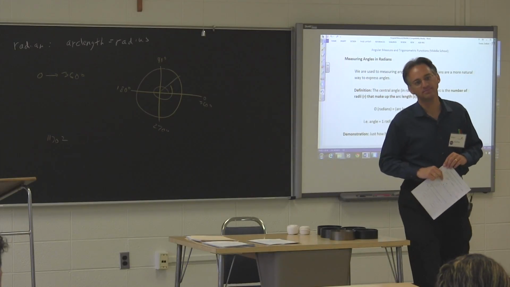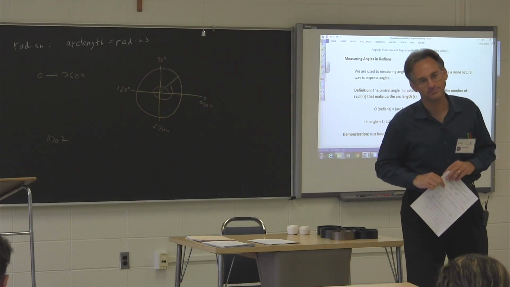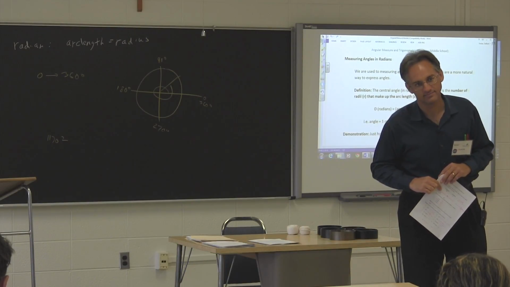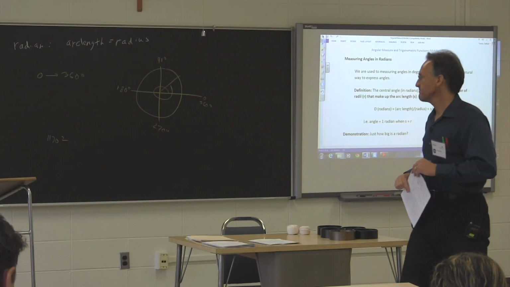Yeah? So then what's the difference between the minor arc that's there and what you're calling a radian now, which is stretched across that way?